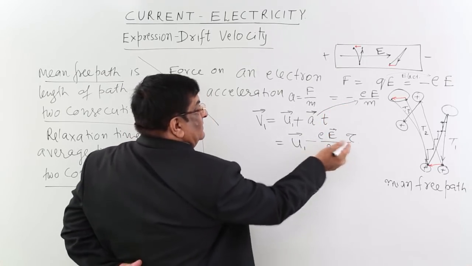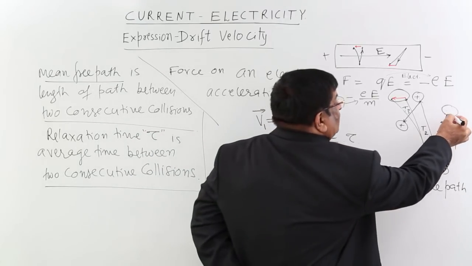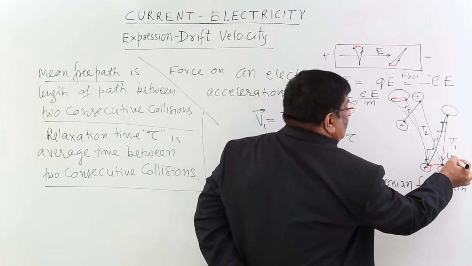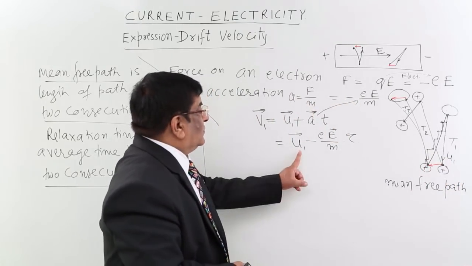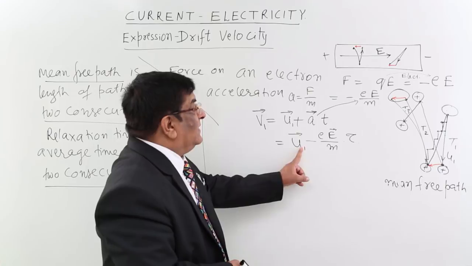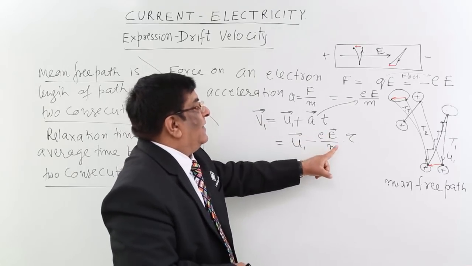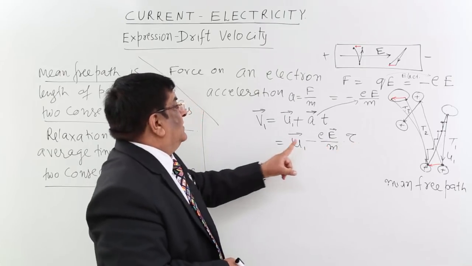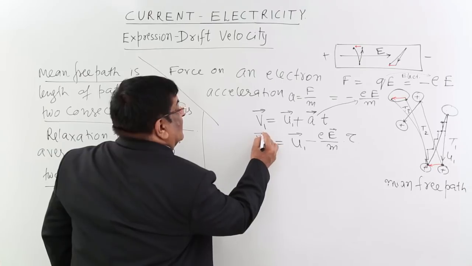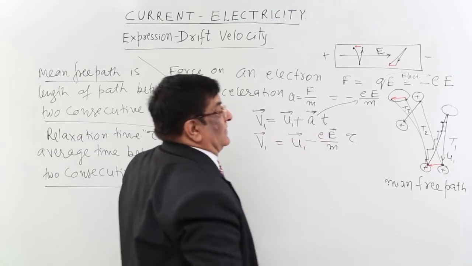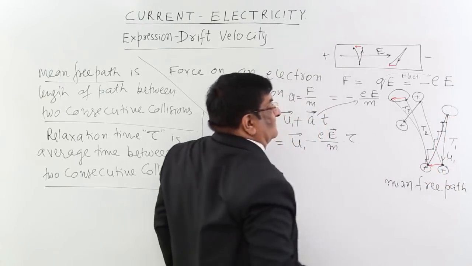Okay, what is this U1? Initial velocity. The electron had initial velocity U1, which was basically the thermal velocity. So this was the initial thermal velocity, and this is the acceleration due to the drift force, for this much time. This makes the final velocity V1, which is the resultant of these two velocities.